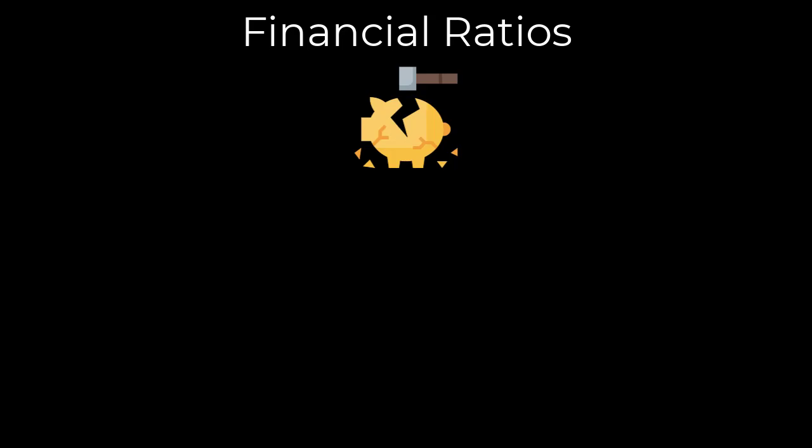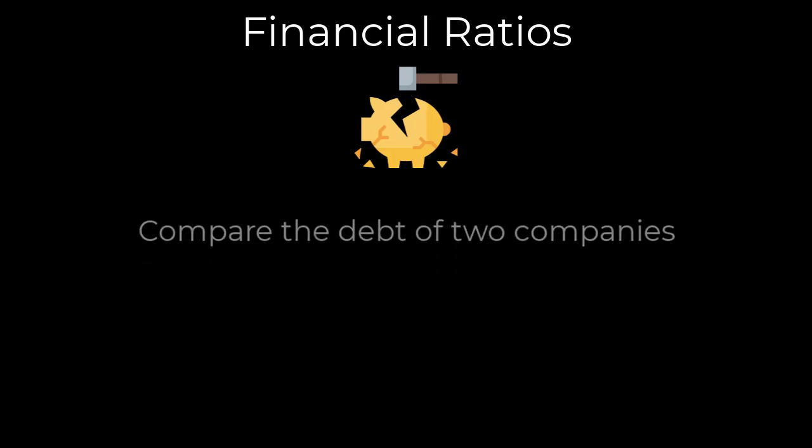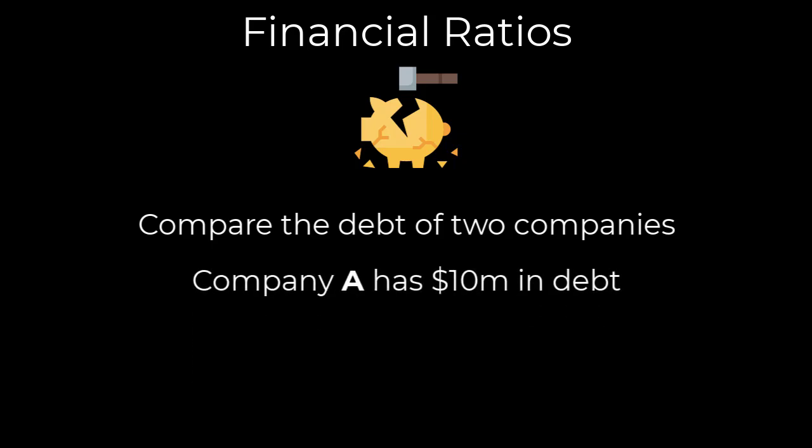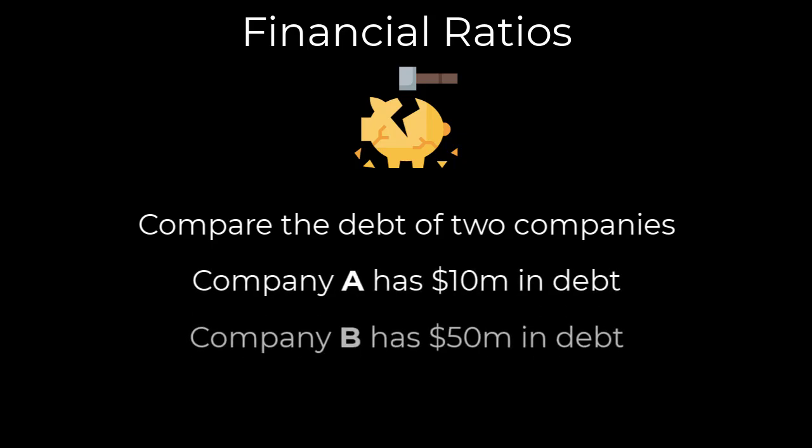High debt can potentially lead to financial troubles. You might want to compare how much debt one company has to another. You find that Company A has 10 million in debt and Company B has 50 million in debt. What does that actually tell you? Not a lot. We know Company B has more debt, but what if the companies are different sizes? What if Company B earns more profit? We need something to compare the debt to.